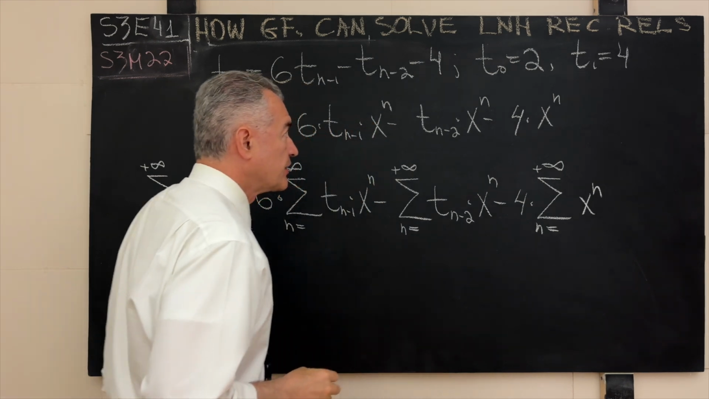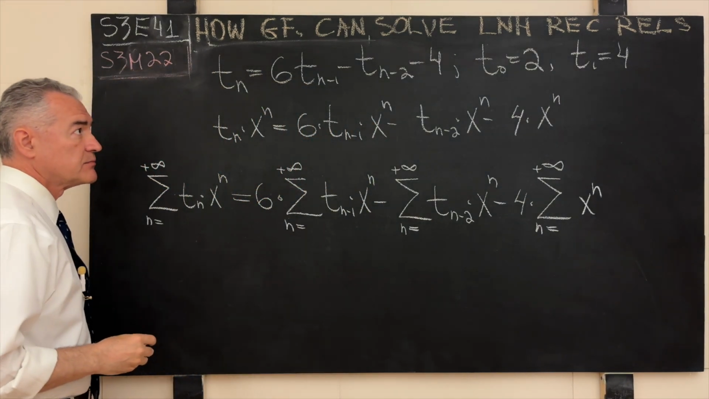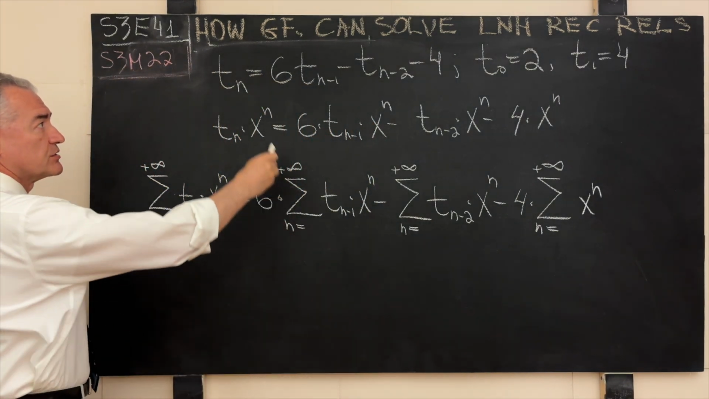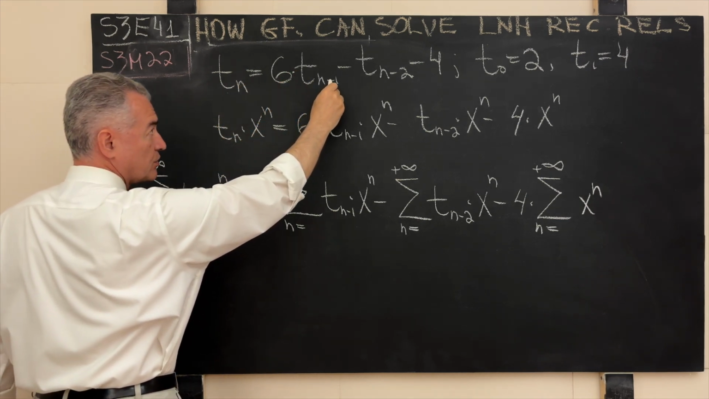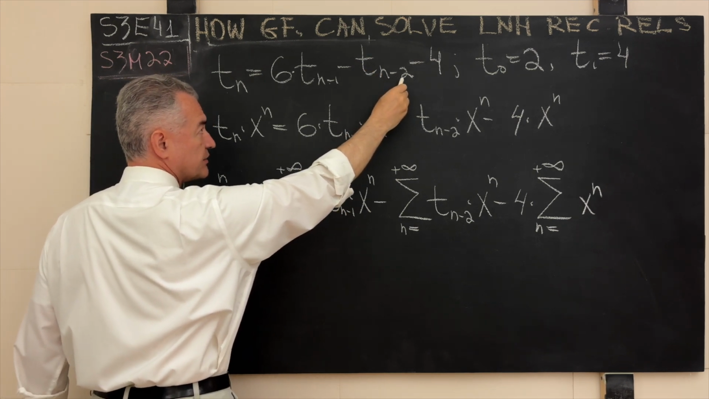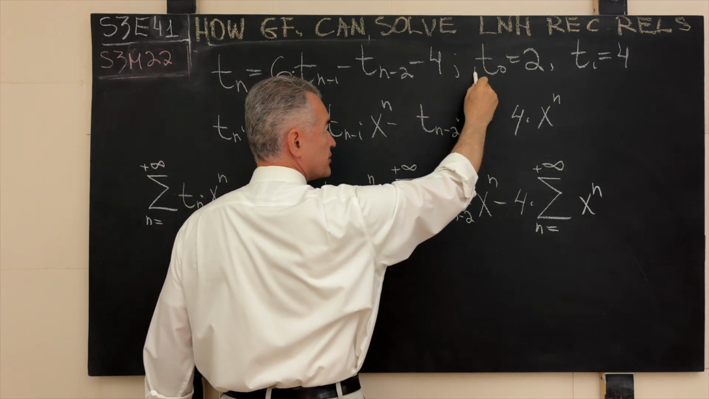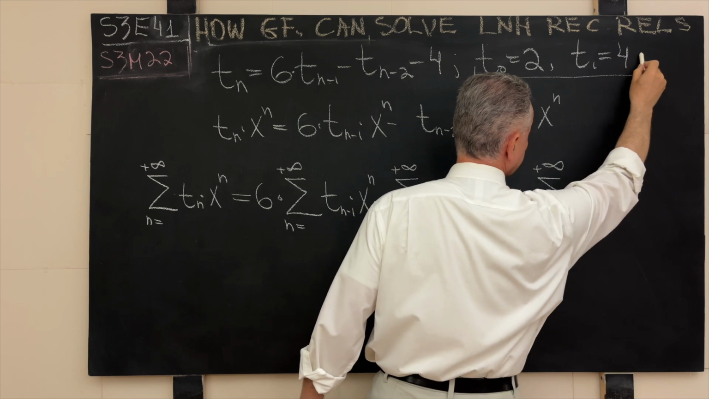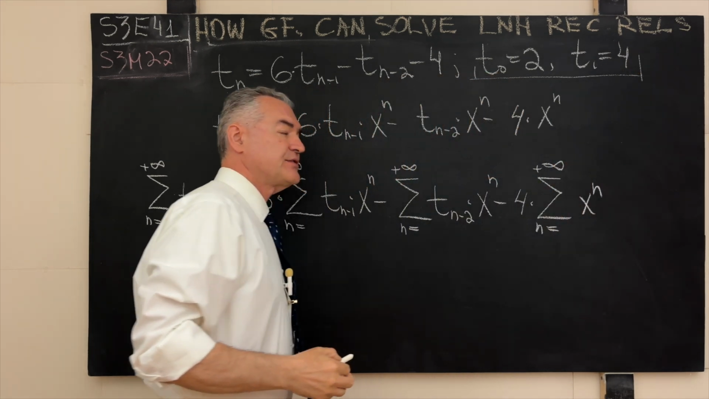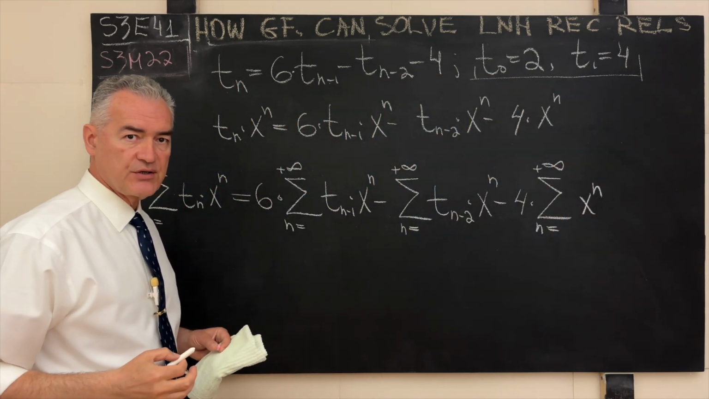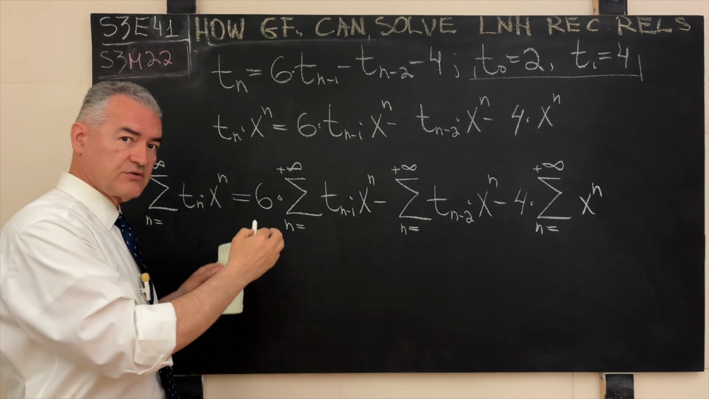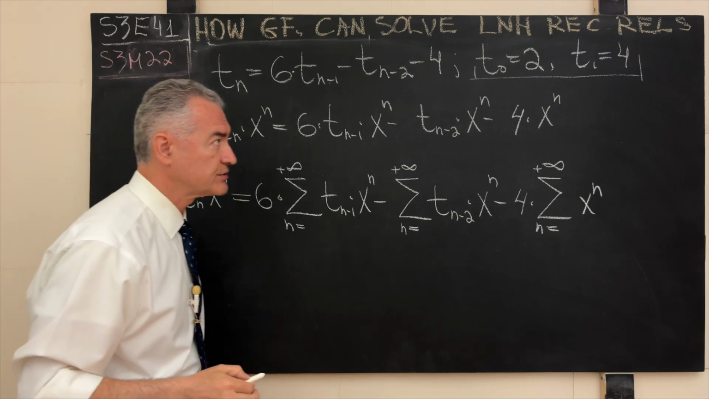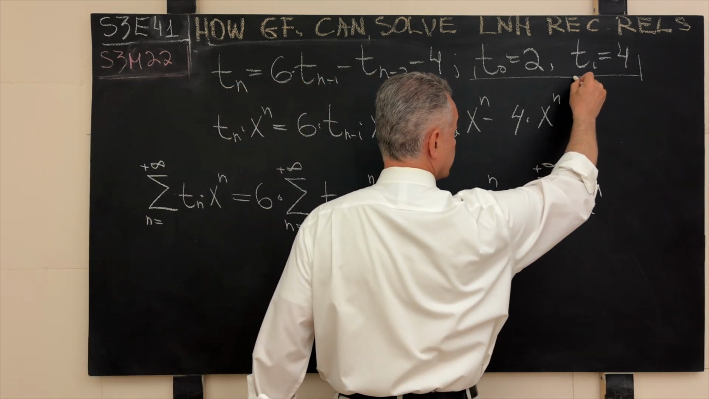Wonderful. In our case, we're given the following linear non-homogeneous recurrence relation. Tn is equal to 6 copies of Tn minus 1 minus 1 copy of Tn minus 2 minus 4, with the initial conditions T0 equal to 2, T1 is equal to 4. In this case, solving a recurrence relation is fundamentally not that different from solving a differential equation, where we're given an equation and then the initial conditions. These are our initial conditions.